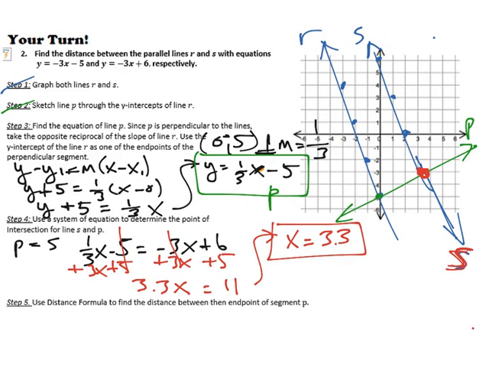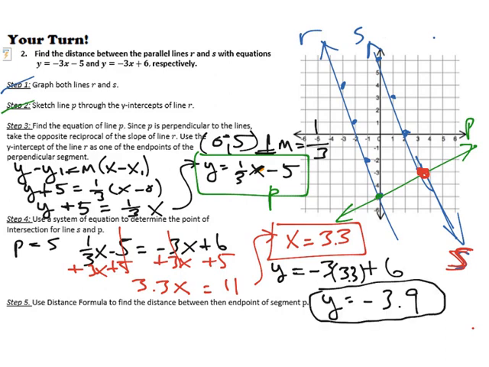Now I have an x value. In order to solve for the y value, I'm going to take this x equals 3.3 and substitute it into line S's equation of y equals negative 3x plus 6, but instead of the x, I'm going to fill in 3.3. When I solve for y, I would get negative 3.9. So now I have established that the point of intersection is (3.3, negative 3.9).